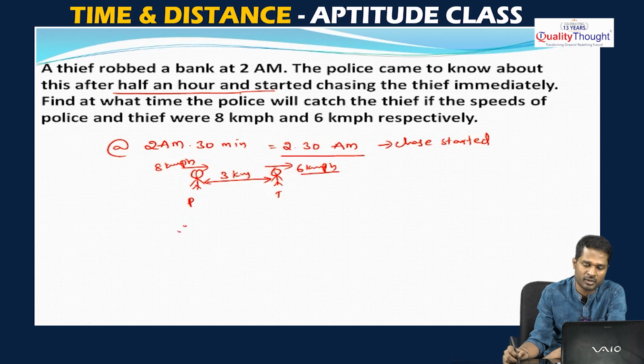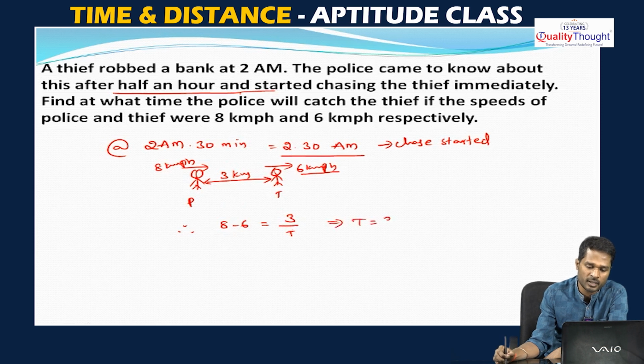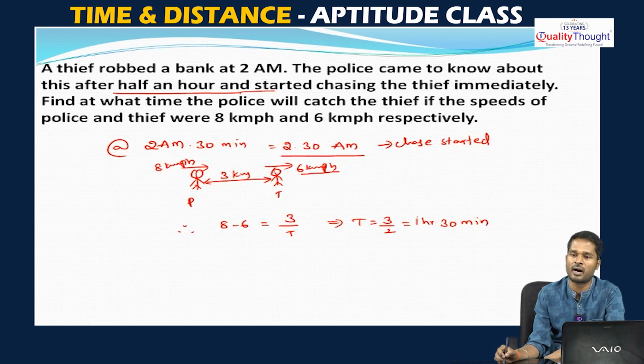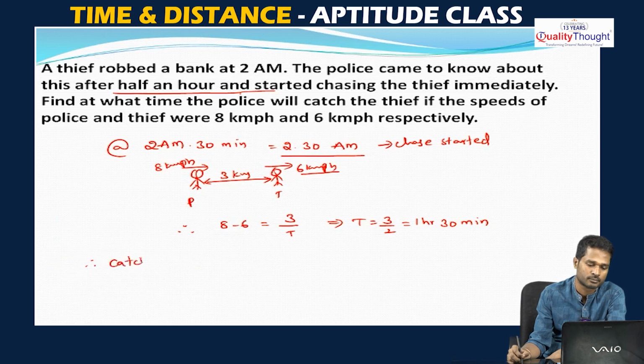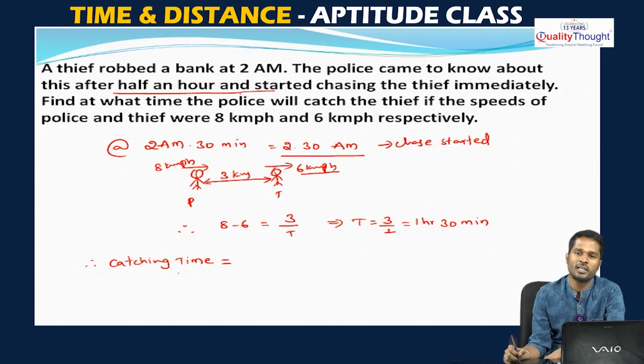So this is easy from now. The relative speed is 8 minus 6, because they are moving in the same direction, and the distance between them is 3, divided by time t. So time is 3 by 2, which is 1.5 hours, meaning 1 hour 30 minutes. That means the police will catch the thief after 1 hour 30 minutes. So let us take it here, the catching time. When the police caught the thief, what is the time on the clock? That is what we need to find out.